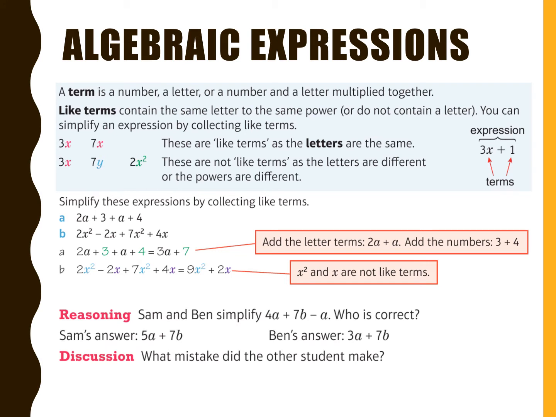Sam and Ben simplify 4a plus 7b minus a. Who is correct? Sam's answer is 5a plus 7b. Ben's answer is 3a plus 7b. What mistake did the other student make?